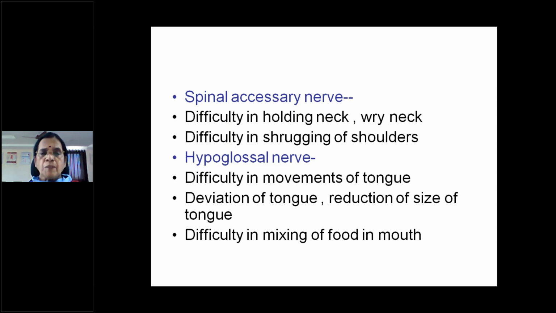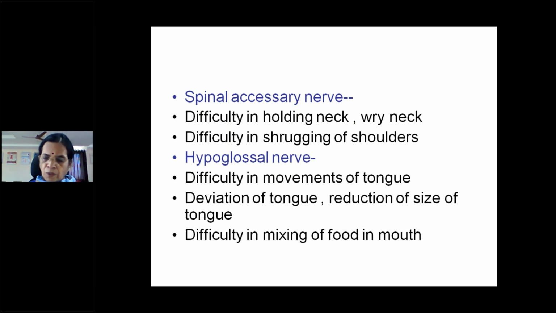So these are the symptoms which suggest involvement of the hypoglossal nerve. With acute onset, you have to think of vascular diseases. If it is gradually progressive, you have to think of progressive diseases.